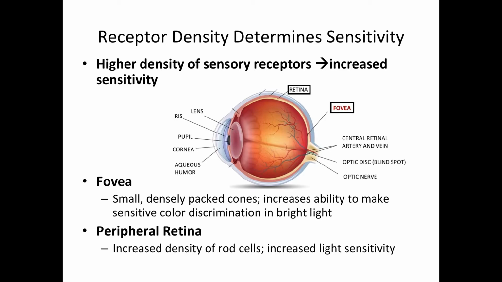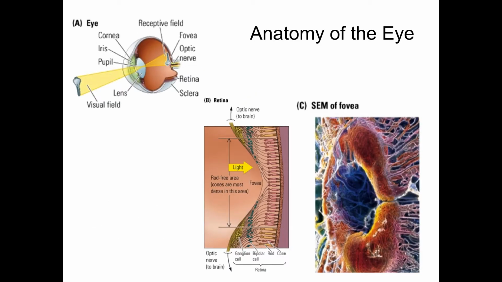If you recall from the previous video, where there is a higher density of sensory receptors, there's an increased sensitivity. And the sensory receptors of the eye are the photoreceptors. Okay, so let's go over the anatomy of the eye.